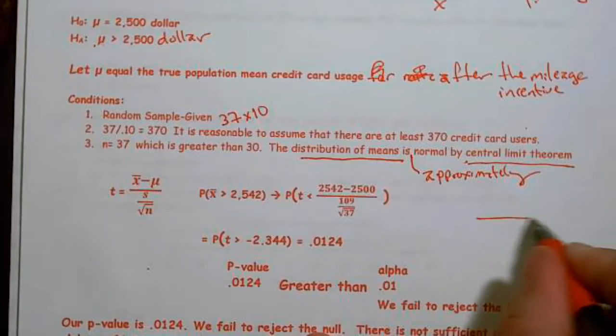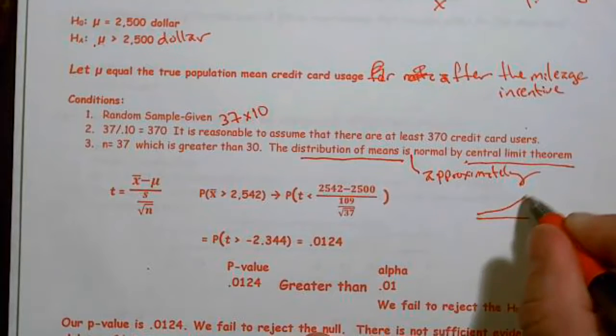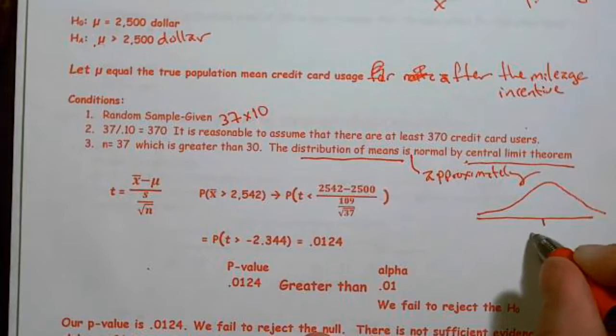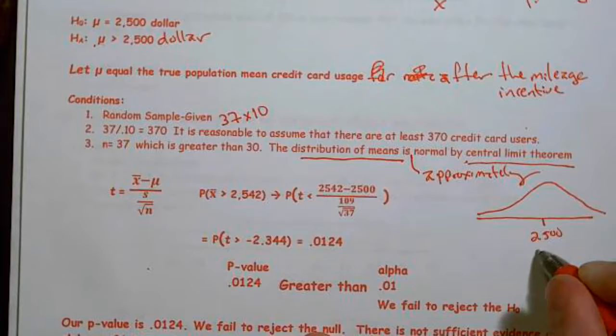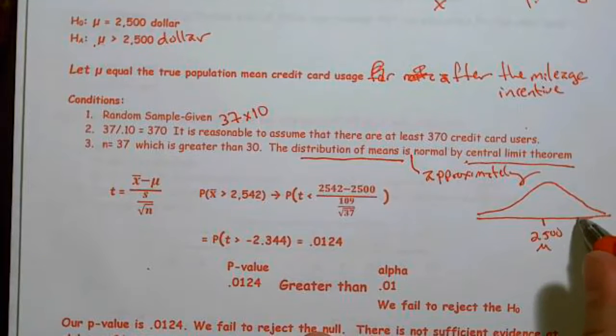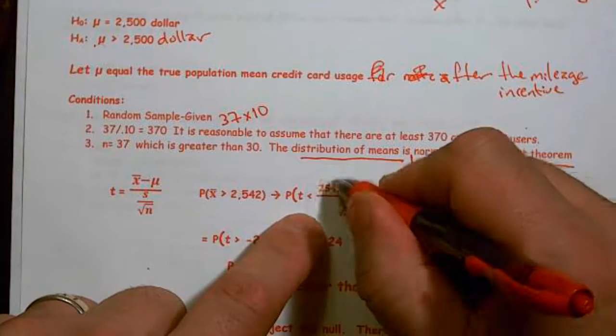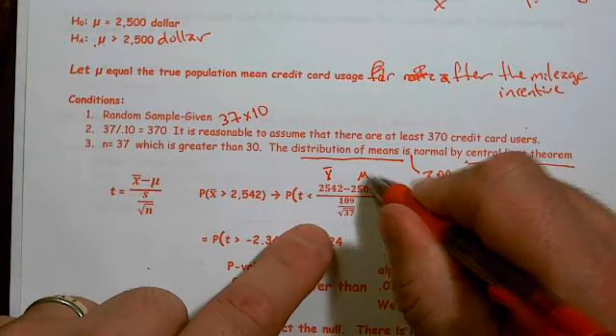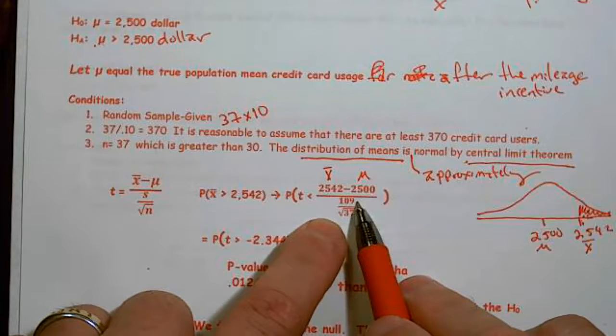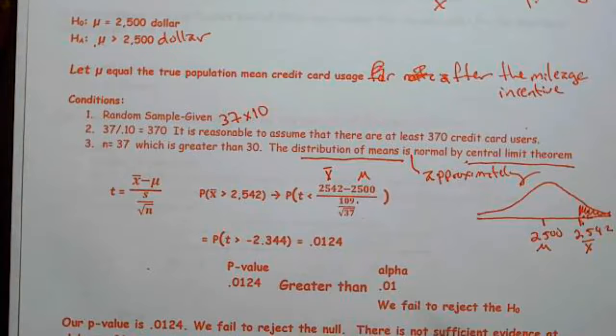So let's draw our picture off to our side. Currently, we have 2,500, and that's the mean of the population. And then our sample mean was 2,542. We wanted to know the likelihood of getting that much of a change or more. Our p-value is going to be the probability of 2542 or more extreme. My population mean was 2,500, and the standard deviation of the sample was 109 divided by the square root of 37.